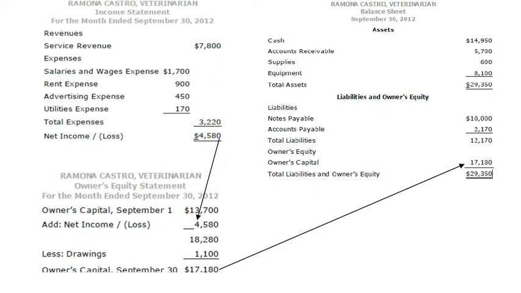I want you to notice that we put the income statement numbers, revenue and expense, on the income statement. We did not repeat revenue and expense. We just brought down net income for the statement of changes in owner's equity. And we did not repeat these numbers on the balance sheet. We just brought the number forward.